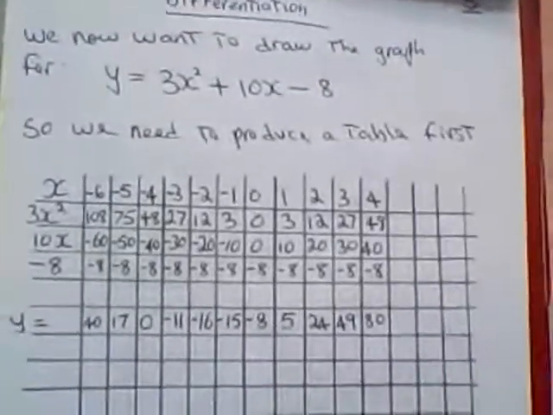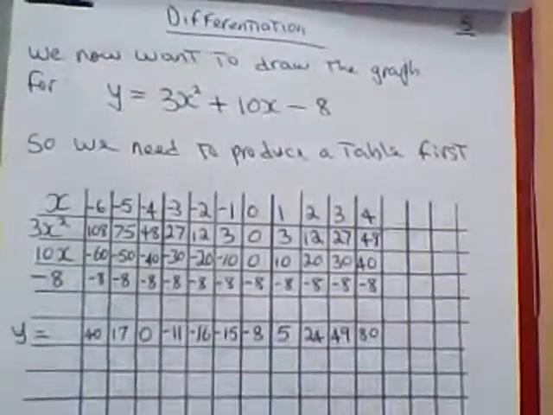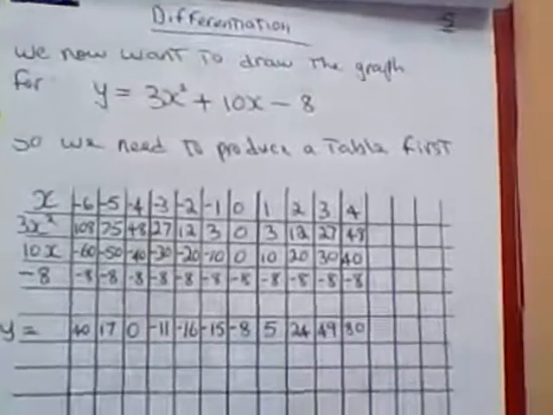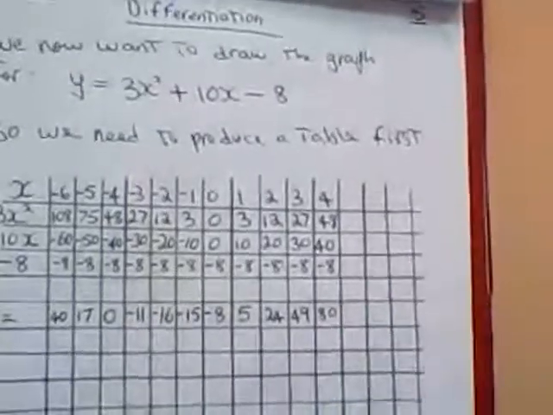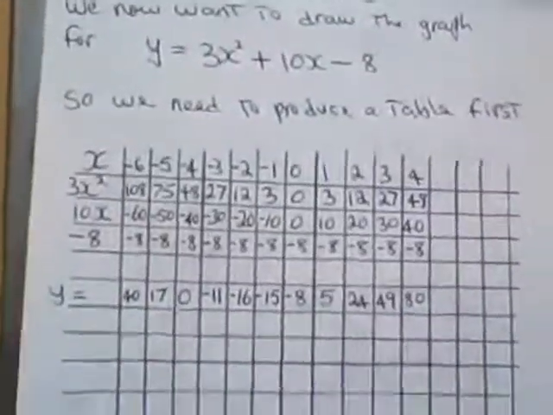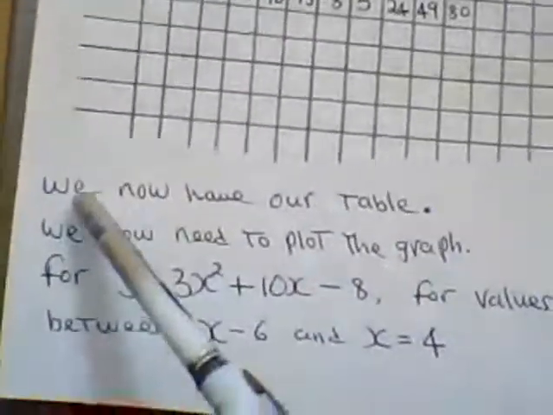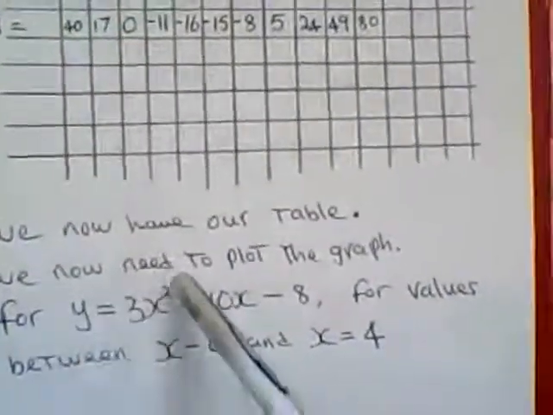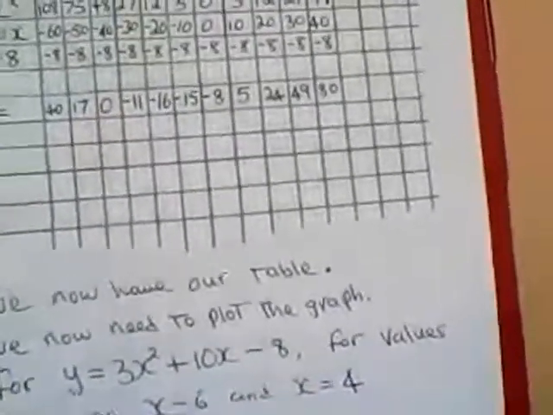Now, remember, you will need to produce your own table for yourselves in order to understand the concept and how it has been calculated out. Do it for yourselves, and it should work out correct. We now have our table. We now need to plot the graph for y equals 3x squared plus 10x minus 8 for values between x equals minus 6 and x equals 4.